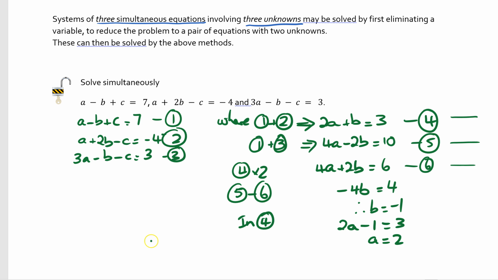So then all I need to do is to plug those two back into any one of those three up there and find c. So equation 1 looks easiest to me again. So in equation 1, a equals 2 minus b, so that's minus minus 1, plus c equals 7. Therefore, c equals 7 minus 3, which is 4.